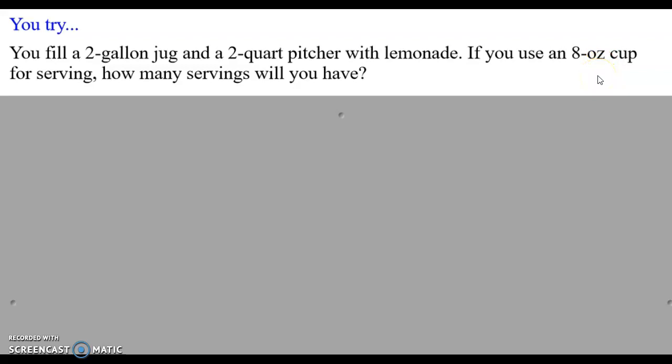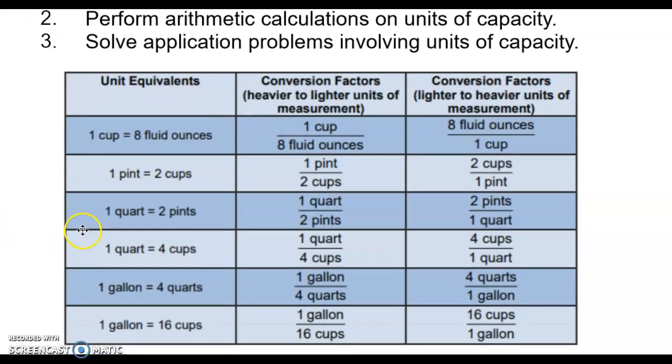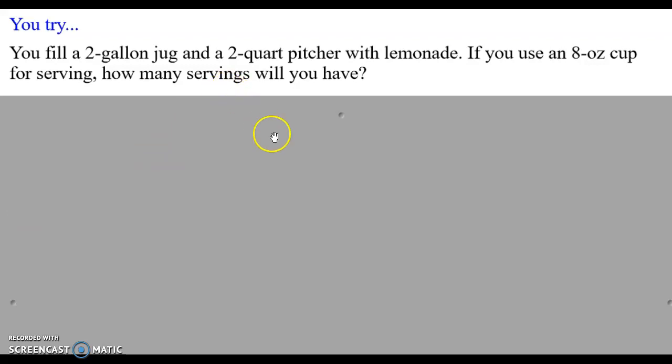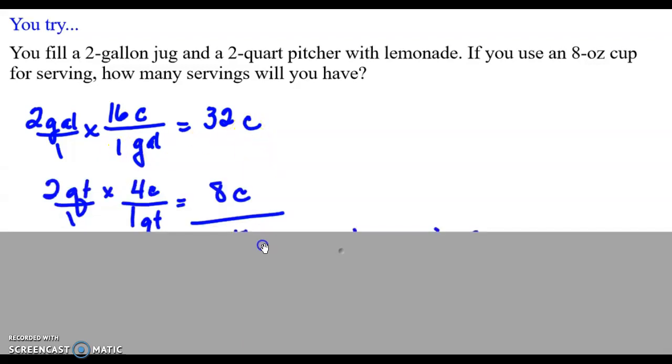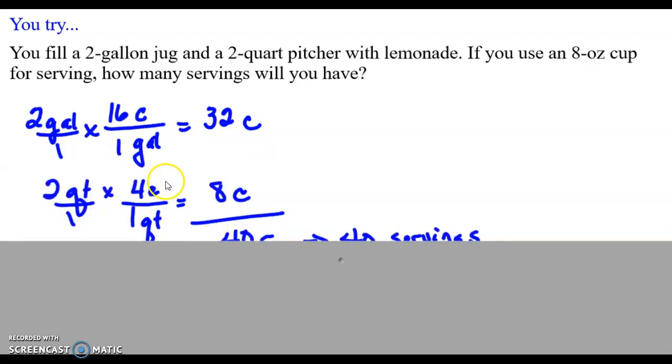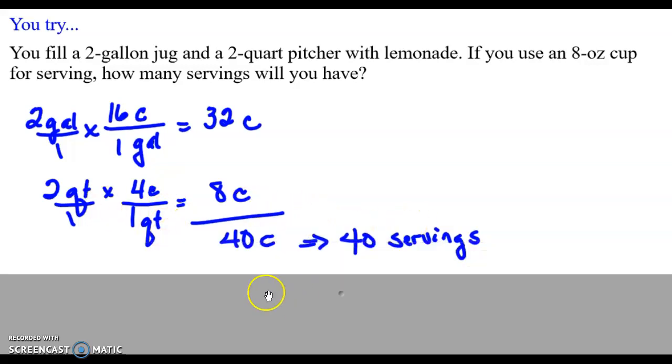Well, it's pretty much like that last example we just did, except instead of worrying about pints, we're using quarts. But that's okay, because if you remember, we do have something here that talks about quarts and cups. 1 quart is 4 cups. So we should be able to do this very similarly. 2 gallons, 16 cups per gallon, so 32 cups. 2 quarts with 4 cups per quart leaves me with 8 cups. And then I add that up, I get 40 cups total. Each cup is a serving, so we have 40 servings.